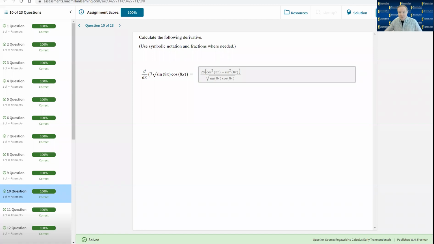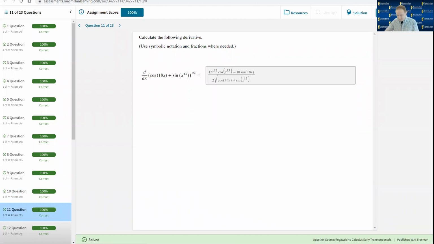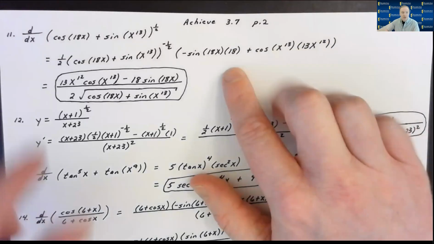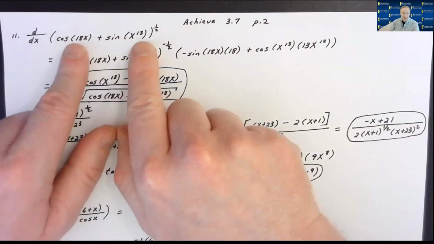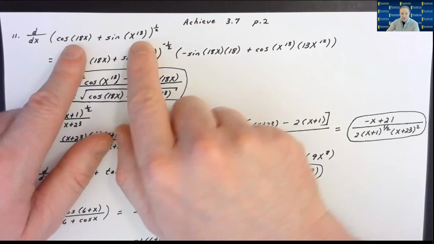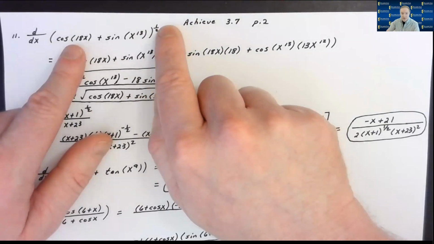For the next problem here, number 11, we have the derivative of the group, the cosine of 18x plus the sine of x to the 13th, and that entire group raised to the 1/2 power. So similar to the last problem, let me go ahead and look at it with you here. When I was thinking about this one, again, the first thing that you're supposed to do should be very clear. You always say, well, I need to take the derivative of the outer function first. The outer function is the power on this group.